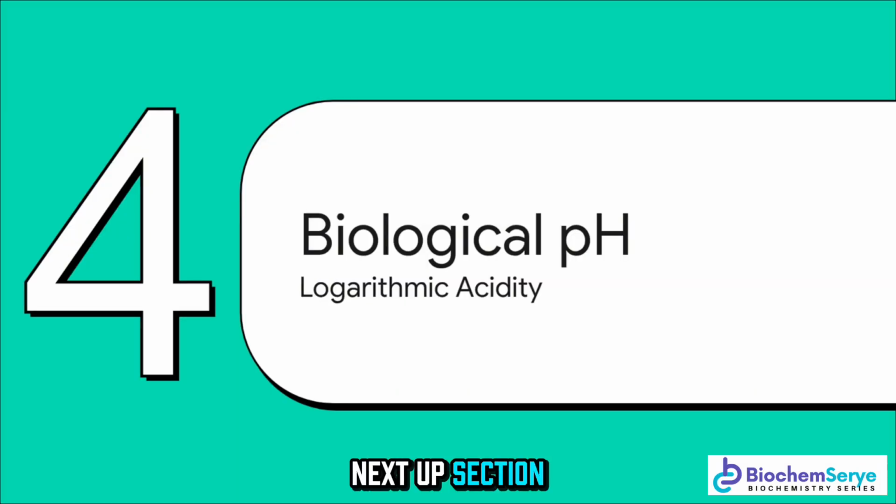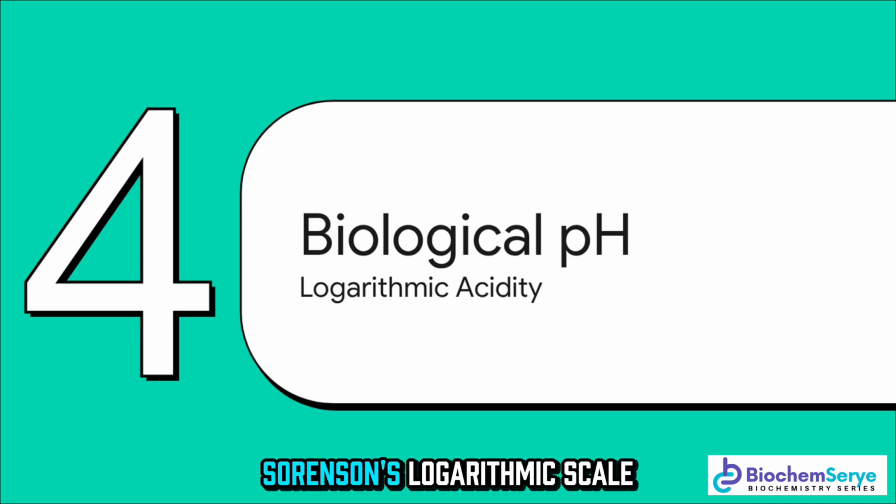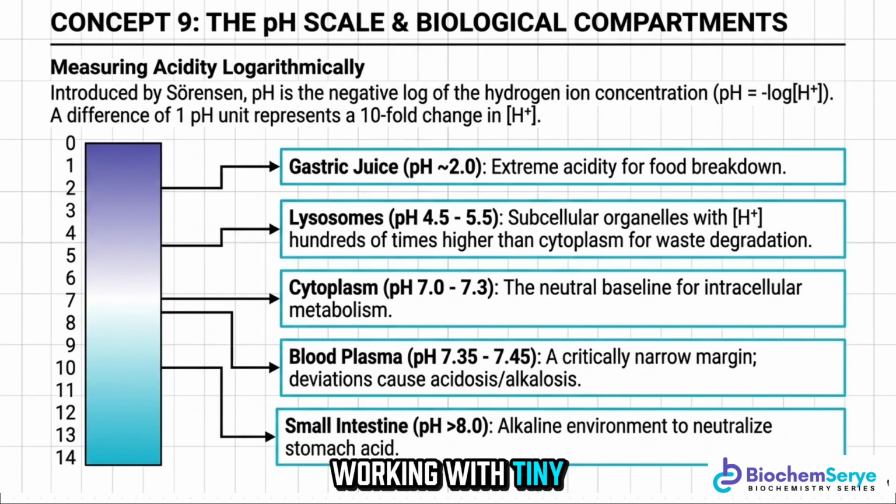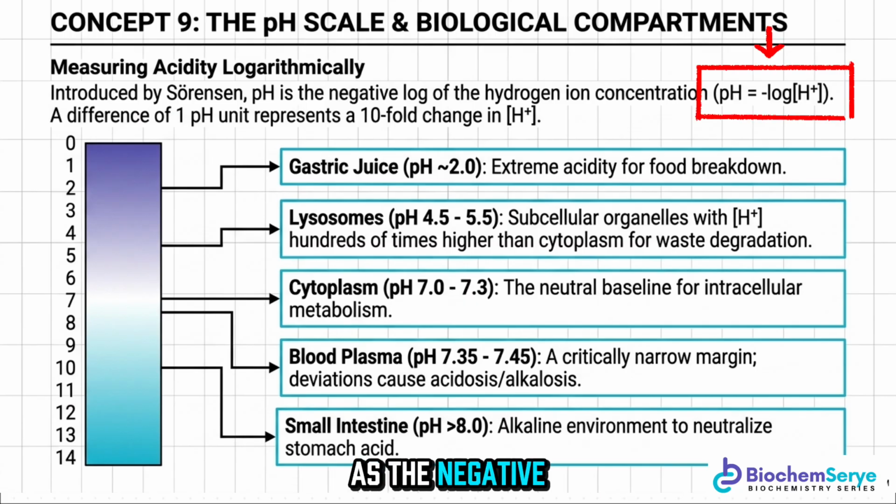Next up, Section 4. Let's pivot to Sorensen's logarithmic scale and see how macrobiological environments differ in acidity. Working with tiny scientific notation numbers is pretty tedious, right? So Sorensen introduced the pH scale as the negative logarithm of the hydrogen ion concentration.